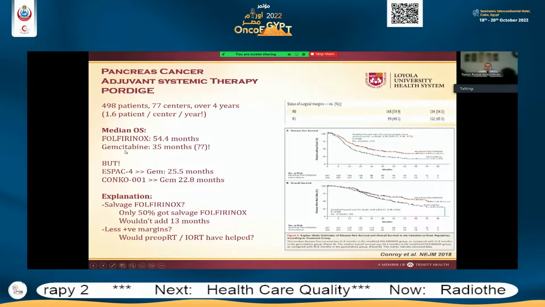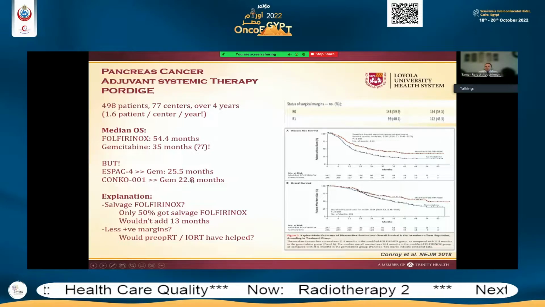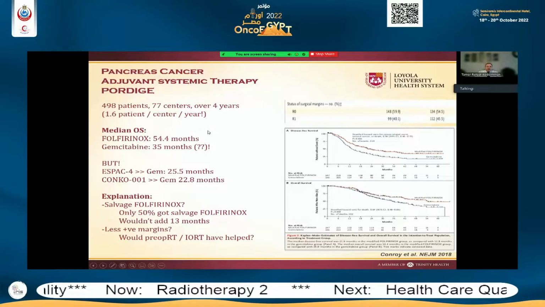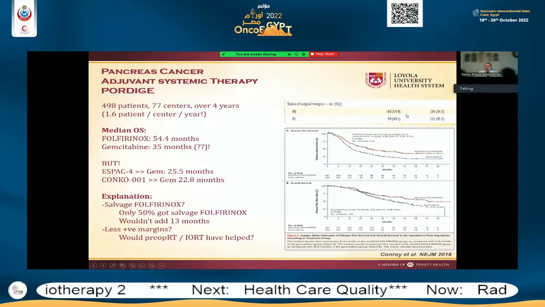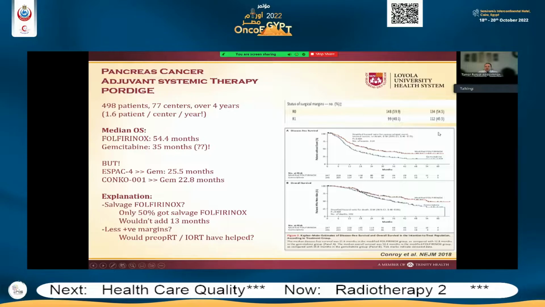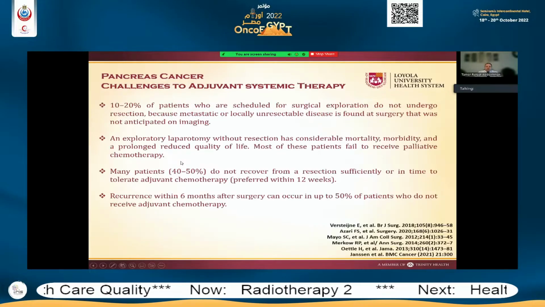However, patients in the gemcitabine arm also had significantly better median survival of 35 months compared to the historical 22 and 25 months, which might show some selection bias in selecting patients with better performance status to enroll in the PRODIGE study. However, even with this, we again saw that 40% of patients had a positive surgical margin. If that had been addressed, likely survival would have been better.